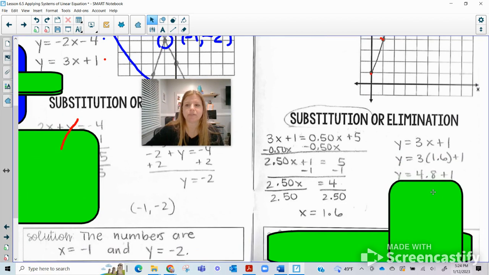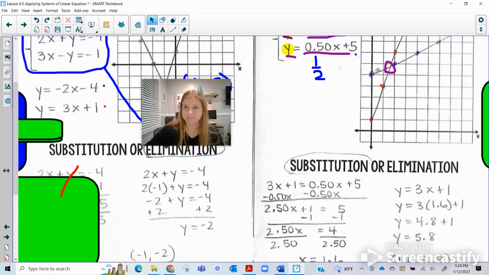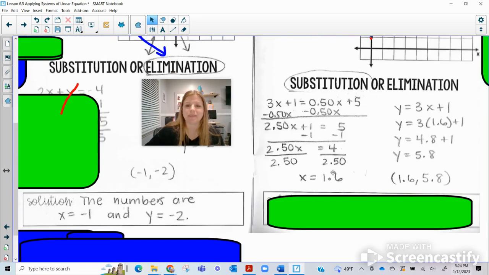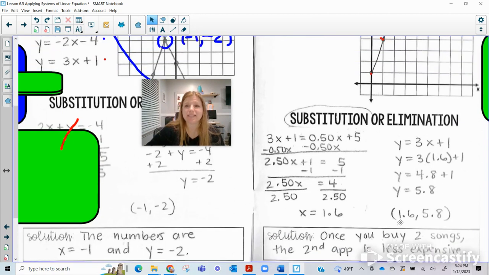3 times 1.6 is 4.8, and 4.8 plus 1 is 5.8. So my intersection is at (1.6, 5.8). If I look at my intersection on my graph, that looks right where (1.6, 5.8) would be. So what this means is once you buy 2 songs, the second app is less expensive.